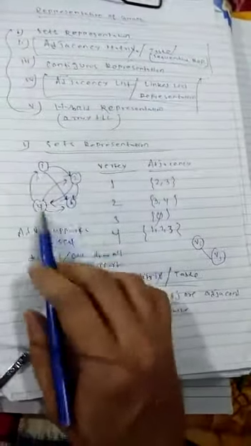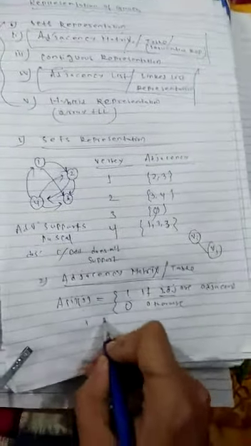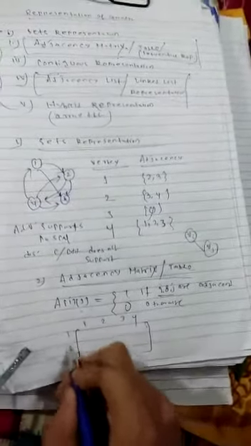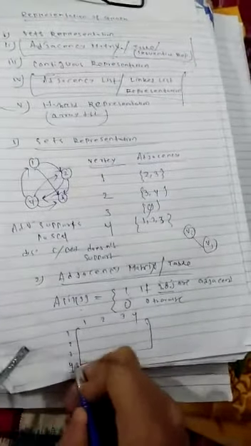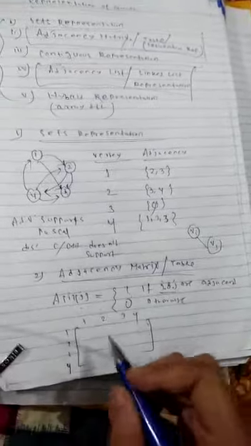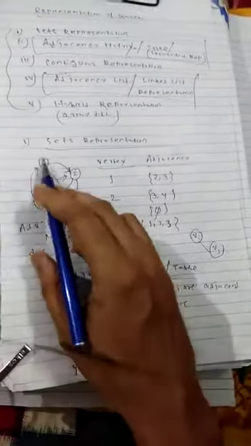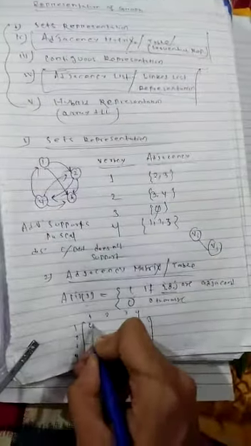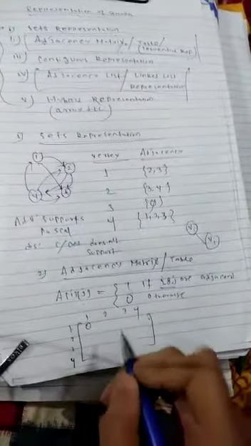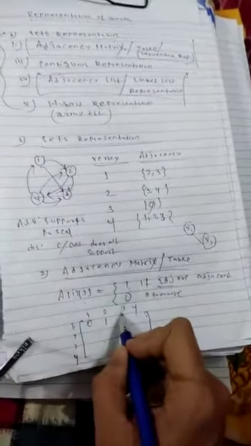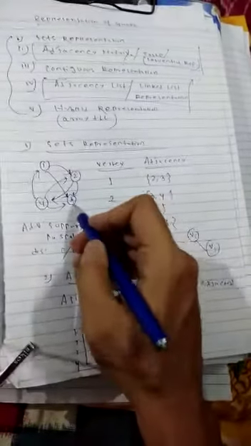So how many vertices are there? 4 vertices are there. That means we have to create 4 rows and 4 columns. Then we have to check. For 1 to itself, no self edges are there, that means it is 0. Then check for 1 2. An edge is there, so it is 1.